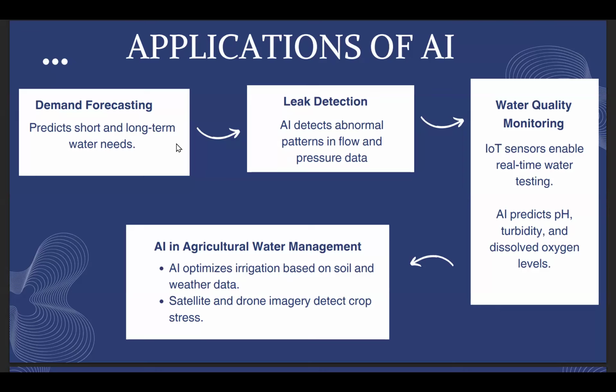Let us look at AI in agricultural water management, which is crucial, especially since agriculture consumes a large amount of fresh water. But by analyzing soil moisture, weather data, and also crop needs, and with satellite imagery detecting crop stress and water deficiency, this enables precision irrigation. The result is reduced water wastage, improved crop yield, and also sustainable farming.